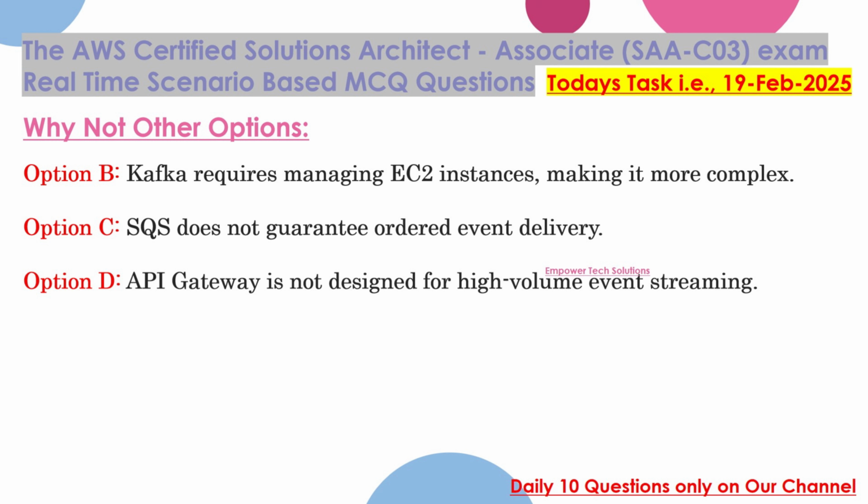Why not other options? Option B, Kafka requires managing EC2 instances, making it more complex. Option C, SQS does not guarantee ordered event delivery. Option D, API Gateway is not designed for high-volume event streaming.